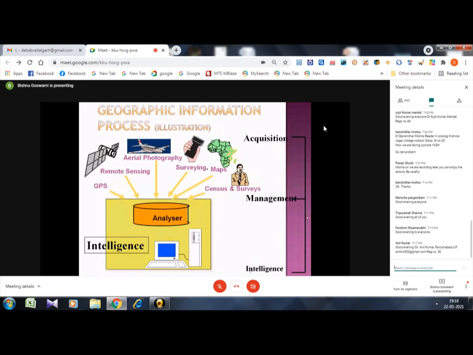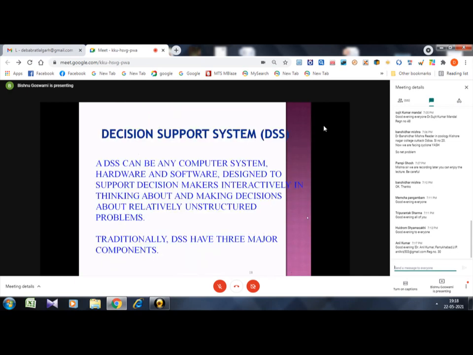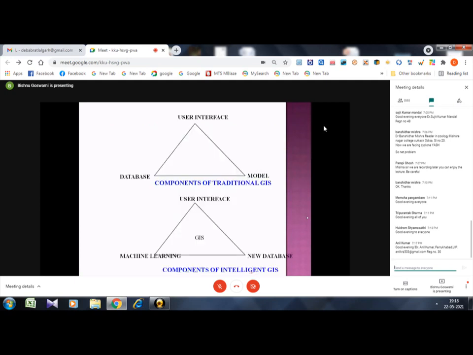All of these inputs are put into this analysis table, and then we have this intelligence. Acquisition, management, and then intelligence. So when we take a decision, we need these support systems, and this support system, decision support system, can be any computer system, hardware or software, designed to support decision makers interactively in thinking about and making decisions about relatively unstructured problems. These usually have three components in GIS: the user interface, the database, and the model.